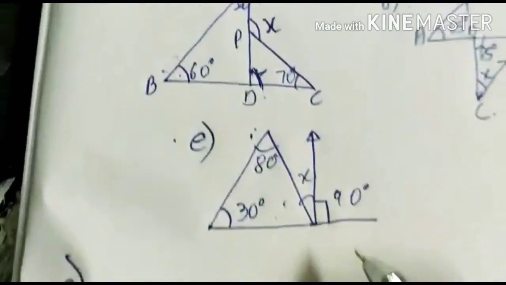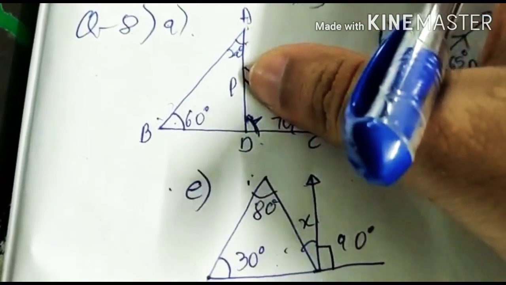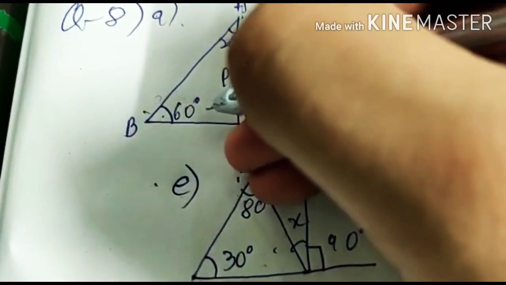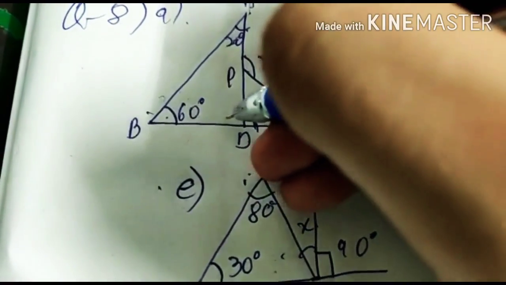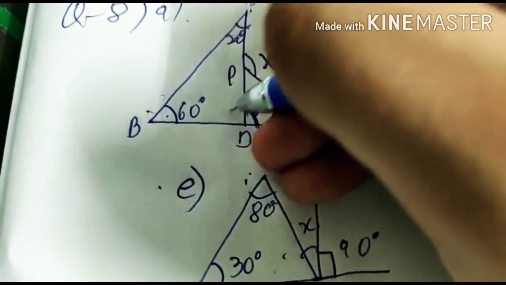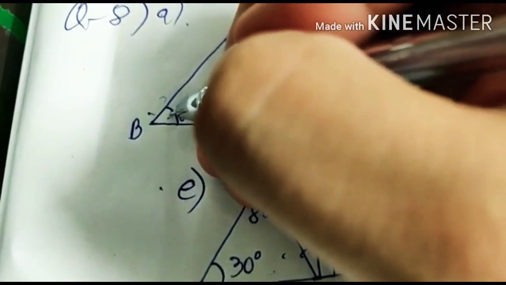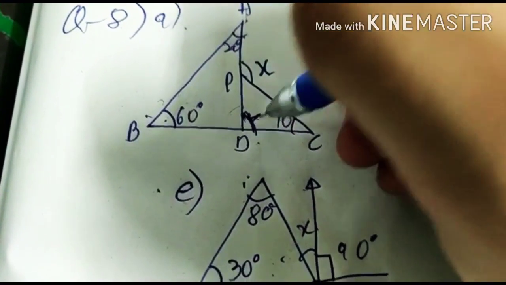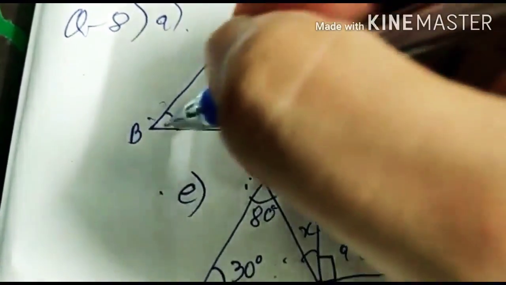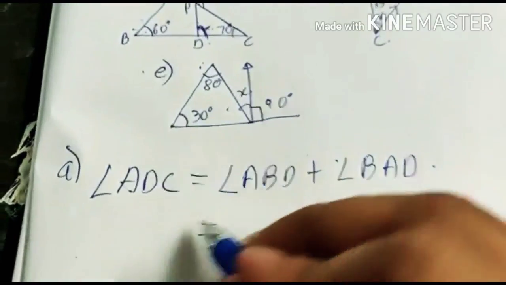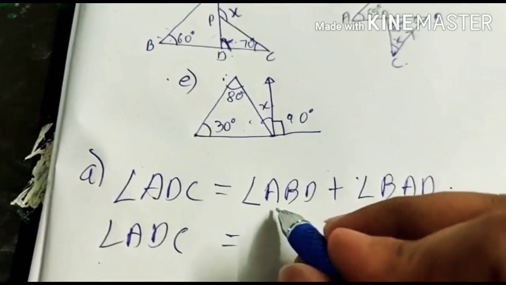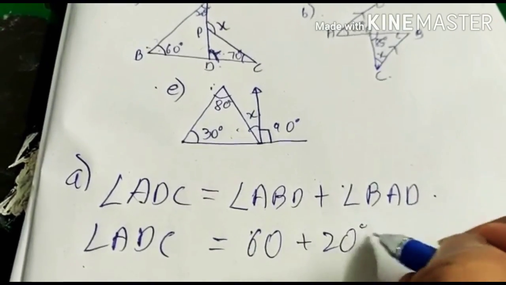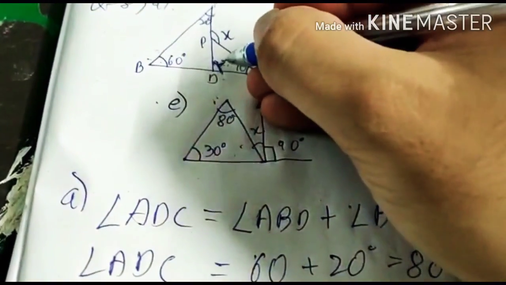How? Look, this is a triangle and angle D is the exterior angle, and the exterior angle is always equal to the sum of the interior opposite angles. So the interior angles opposite to exterior angle D are angle B and angle A. So angle B plus angle A equals angle D. So angle ADC will be equal to ABD, which is 60 degree, plus 20 degree, that is 80 degree. So we have got this angle as 80 degree.